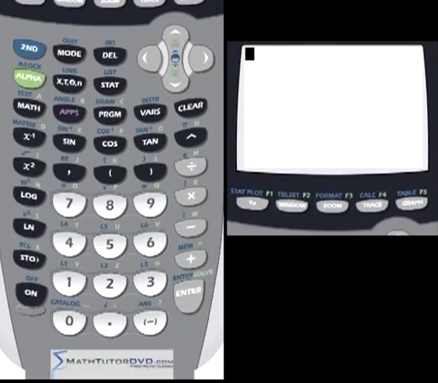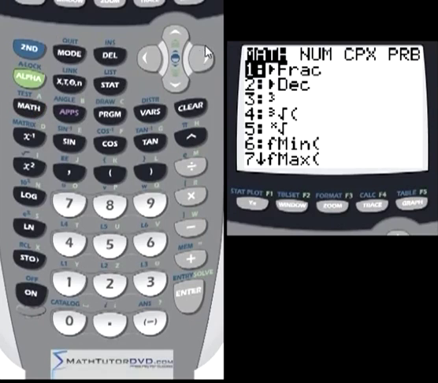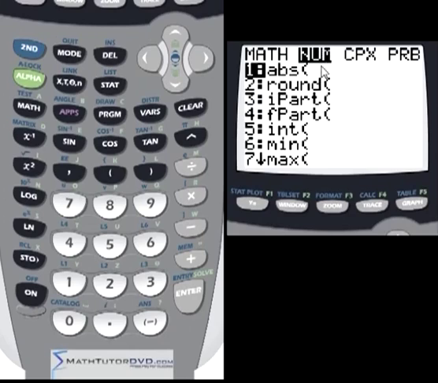Hello, in this section of the tutorial on the TI-84 calculator, we're going to explore another part of the math menu just for completeness. And what we're going to do is go over here to the number menu and we're going to explore the functions in here.